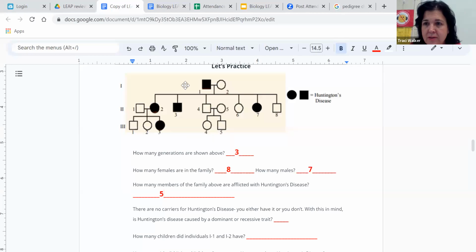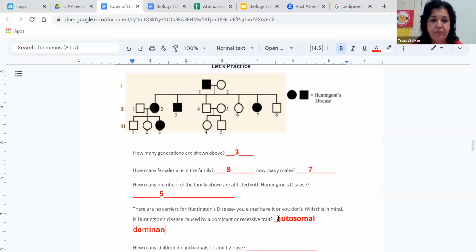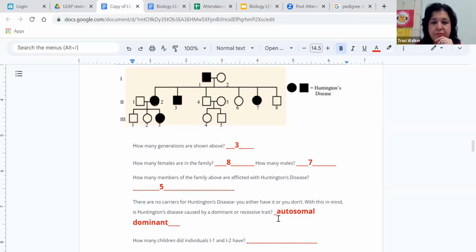Let me ask that last question about autosomal recessive. So autosomal recessive says, is there anywhere where a child is affected, but neither parent is affected? And we pretty much already answered that, because we see that this child is affected and their mom is affected. And these 3 are affected and their dad is affected. So the answer to that is no. So we know that this is autosomal dominant. That's the pedigree that we're looking at.